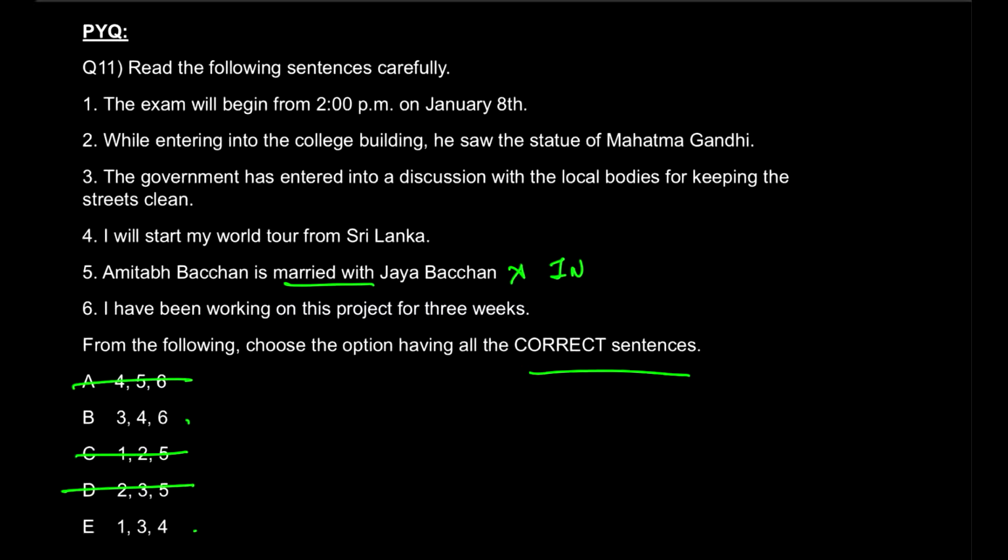Now if I can only determine whether statement number 1 is right or wrong, I will get my answer. "Exam will begin from 2 p.m. on January 8." What is the mistake here, guys? The exam begins at a specific time, and therefore this is incorrect, and therefore this is not the answer. So automatically the answer becomes option B. You don't need to check the other options and statements. So it's not that there are 6 sentences and you have to see all 6 sentences. I saw 2 sentences and got the answer right, which should not take you more than 1 minute.